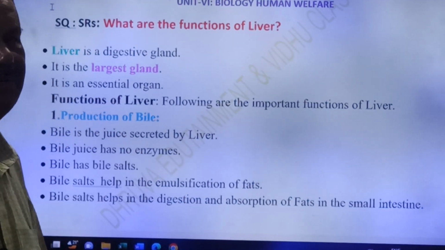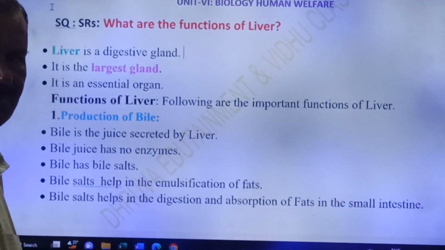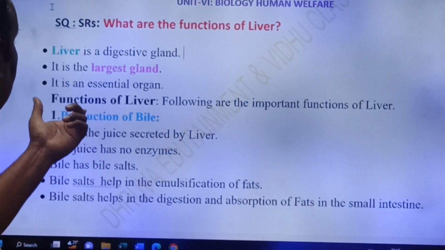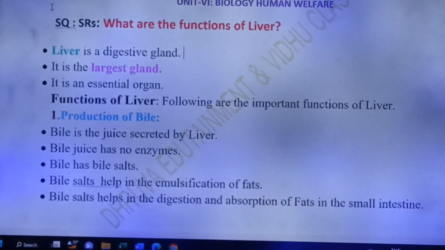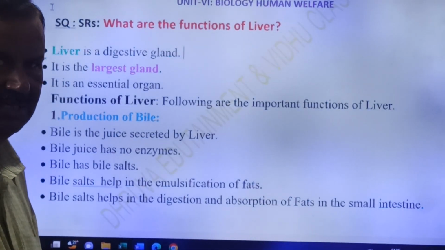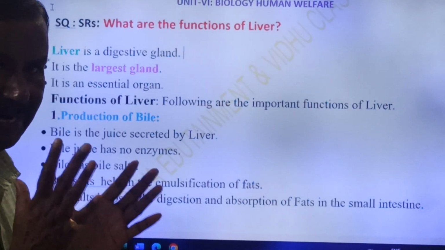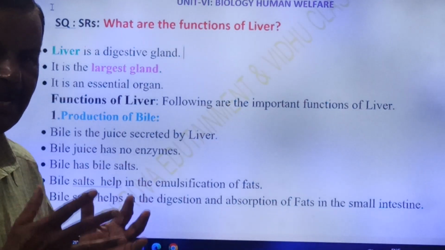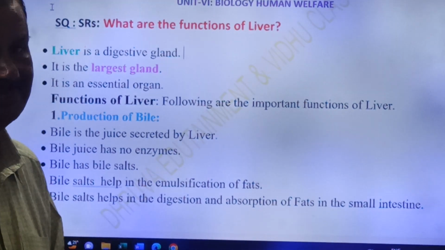What are the functions of liver? So liver has the following functions friends. Number one, the first function is production of bile. Now what is bile friends? The juice which is produced by the liver is called bile juice or bile. This bile contains bile salts, bile pigments, etc.